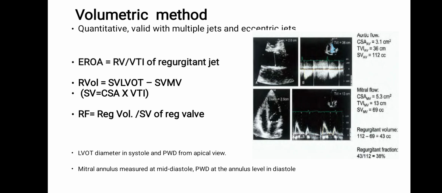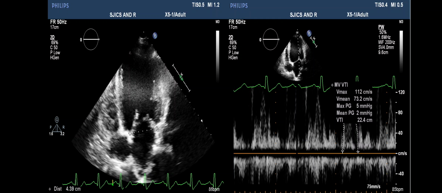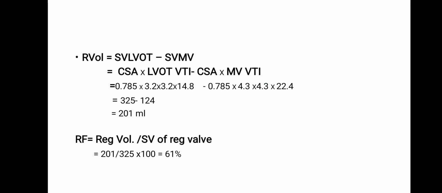LVOT diameter is measured in systole, with pulse wave Doppler from the apical view. Mitral annulus is measured at mid-diastole, with pulse wave Doppler at the annulus level in diastole. Here we are measuring the LVOT VTI in the pulse wave Doppler. Then here we are measuring the mitral valve inflow Doppler. So regurgitant volume is equal to stroke volume LVOT minus stroke volume mitral valve, which is calculated as cross-sectional area into LVOT VTI minus cross-sectional area into mitral valve VTI.